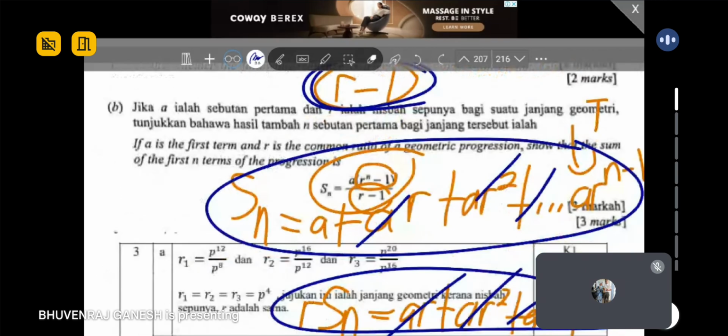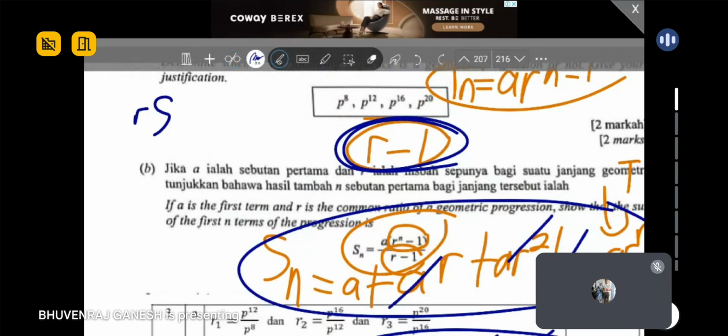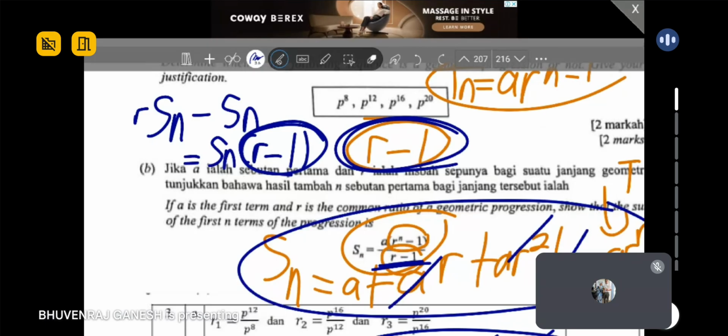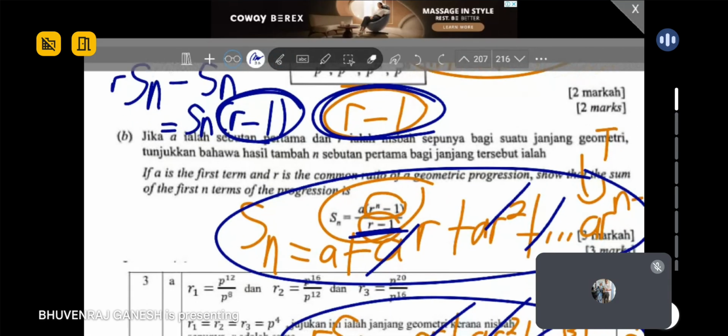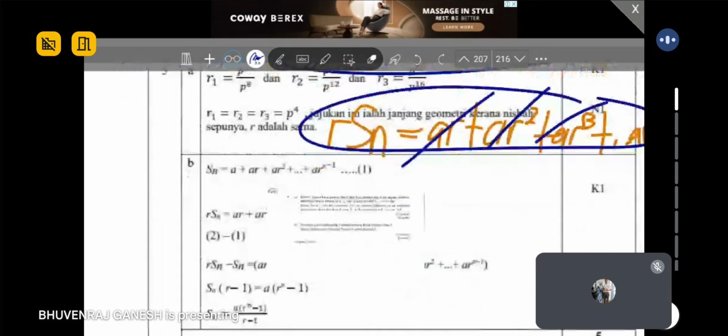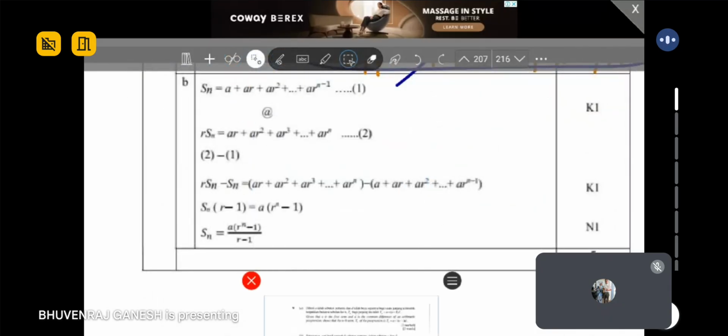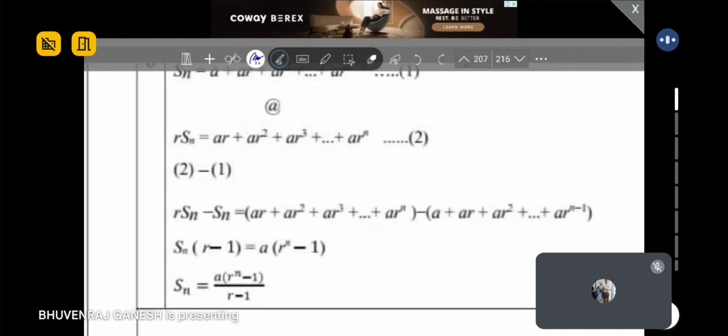So now, sebab kita nak dapat sebutan ke ni, R tolak 1. Okay, that's why kita darab R. Okay, kamu lihat R SN tolak SN. Okay, boleh nampak tak? SN saya boleh faktorkan. R tolak 1. Tengok dalam rumus ni. That's why kita darab R, guys. We times by R so that we can get the denominator down there. R minus 1. Itu sebab kita buat macam tu. Okay? So now, you already can start to do your simultaneous already. Buat persamaan serentak. Alright? So, you will get something like this.